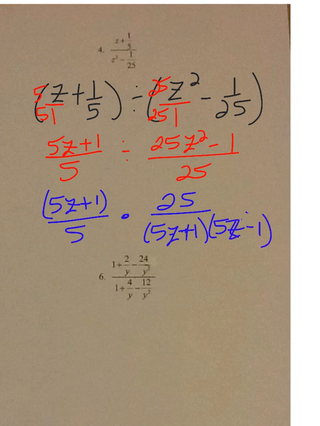All right, so let's see what we can reduce here. So 5z plus 1 and 5z plus 1 reduce to 1 and 1. 25 and 5 reduce to 1 and 5. So my answer is 5 over 5z minus 1. Okay, so let's take a look at number 5.